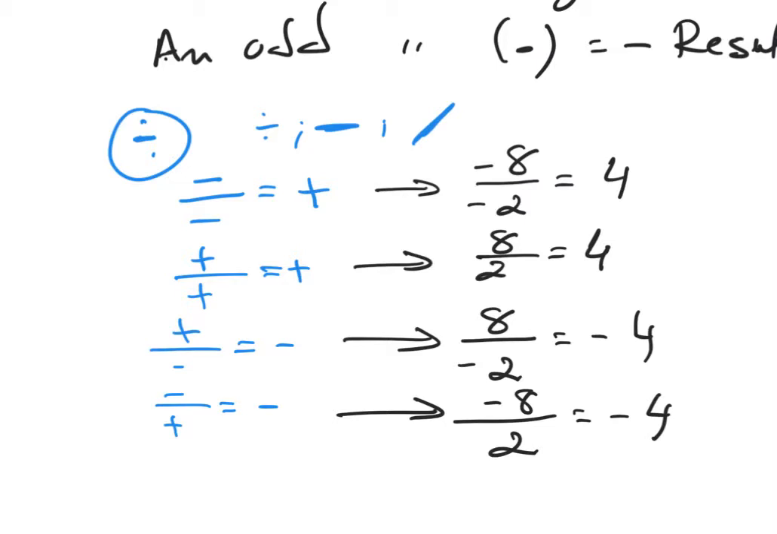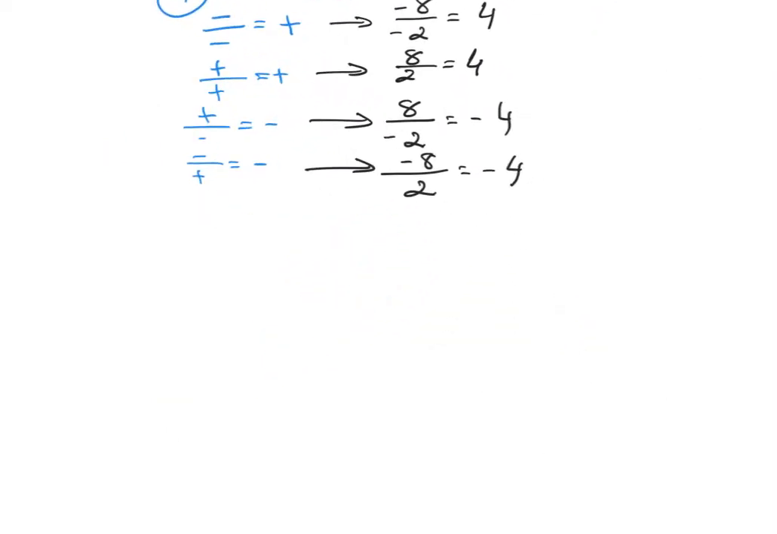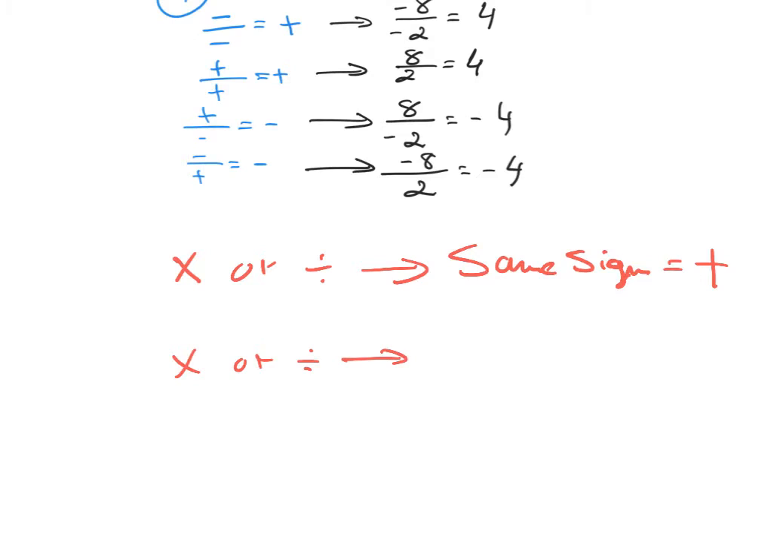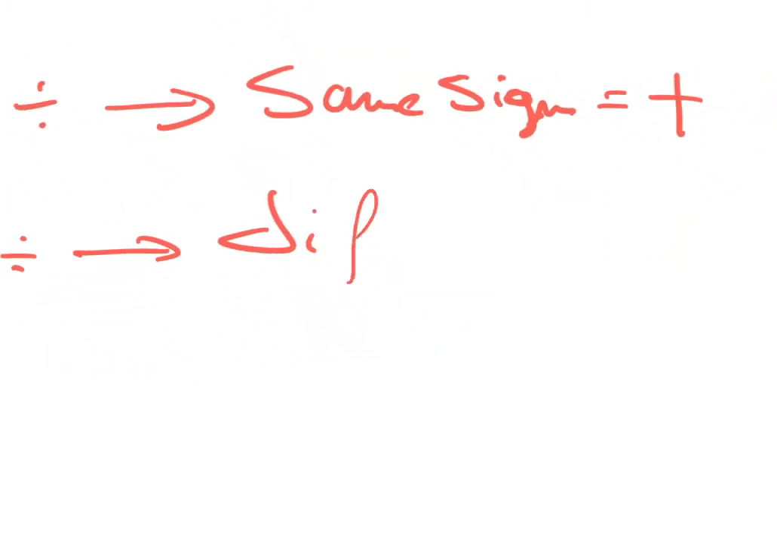So in general, if you multiply or divide two values with the same sign, you're going to get a positive value. If you multiply or divide two values with different signs, you're going to get a negative value. Let me summarize this. Multiplying or dividing two numbers with the same sign, you're going to get positive. You multiply or divide two values with different signs, you're gonna get a negative value.